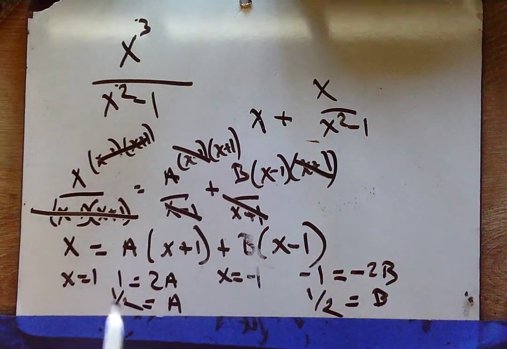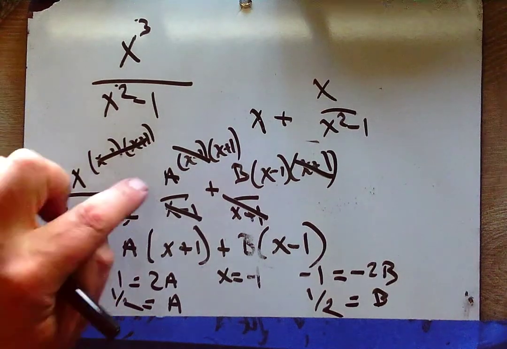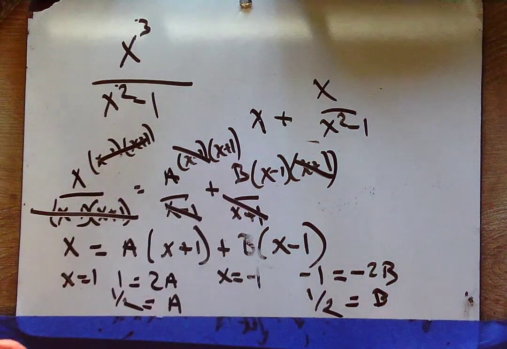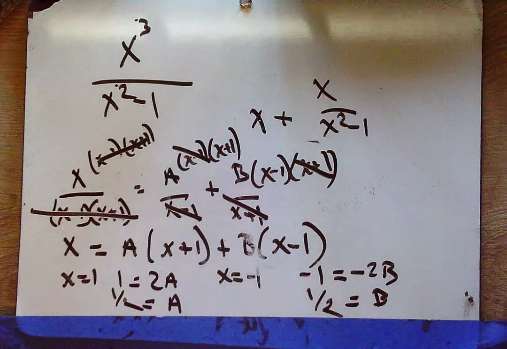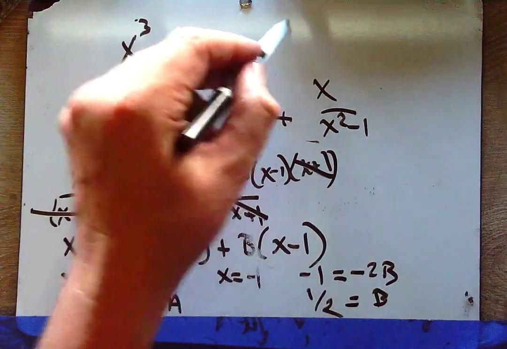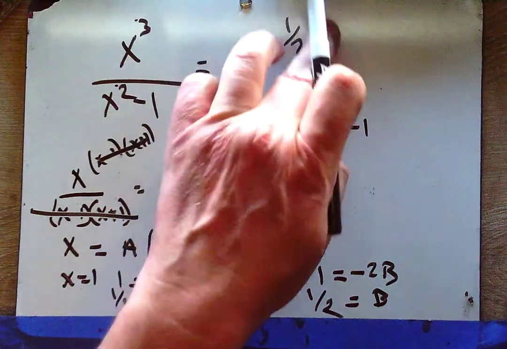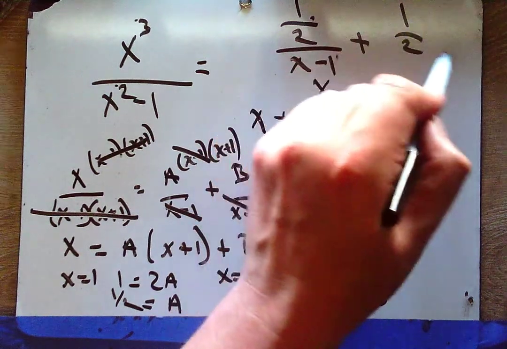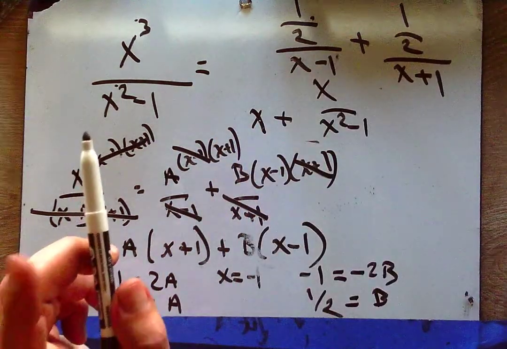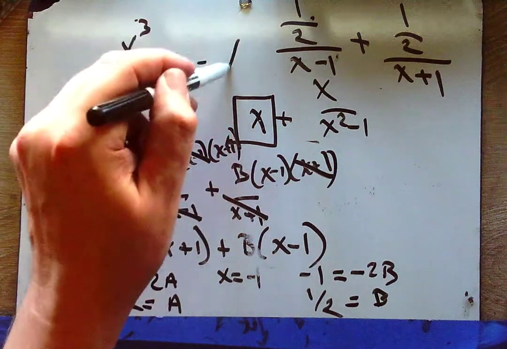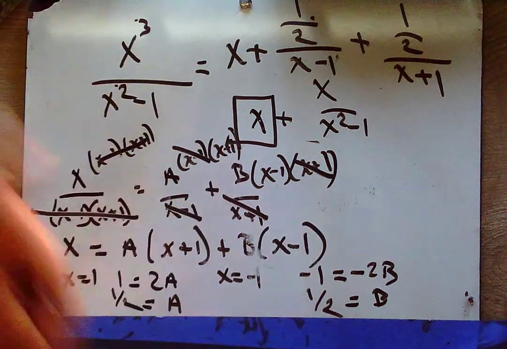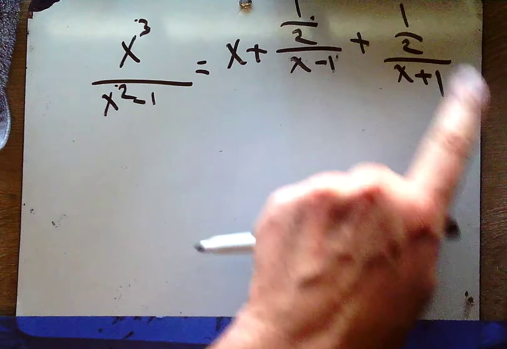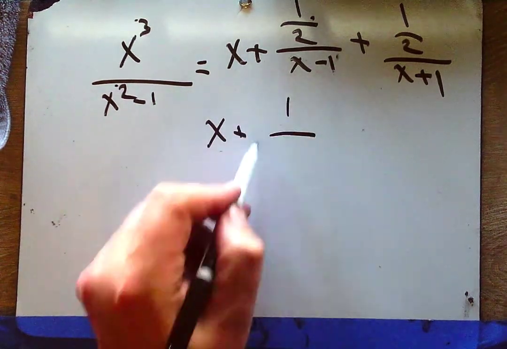That's interesting. So what's this look like? Well, remember we had a over x minus 1, and we had b over x plus 1. So we're going to take this a and this b and plug them in here. And so I'm going to end up with 1 half over x minus 1 plus 1 half over x plus 1. Careful. Remember the long division? Don't lose that x. And, you know, I kind of agree with the book about not wanting to have fraction-y fractions. So my answer would probably look like this.